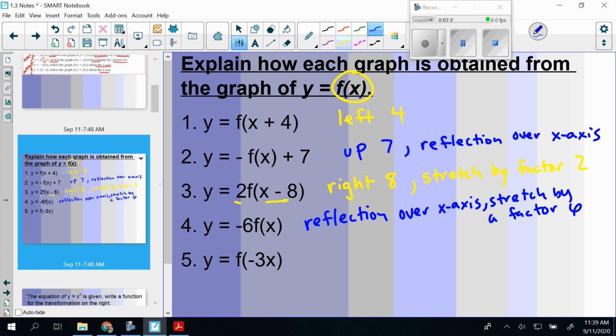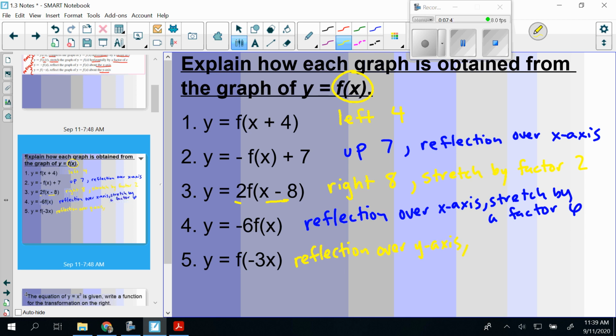So this one, again, look, this is both inside. The negative and the 3 are inside. That means you're going to be doing stuff horizontally and opposite of what you would normally think. So the negative is going to be a reflection. That's horizontally. Reflection horizontally is over the y-axis.